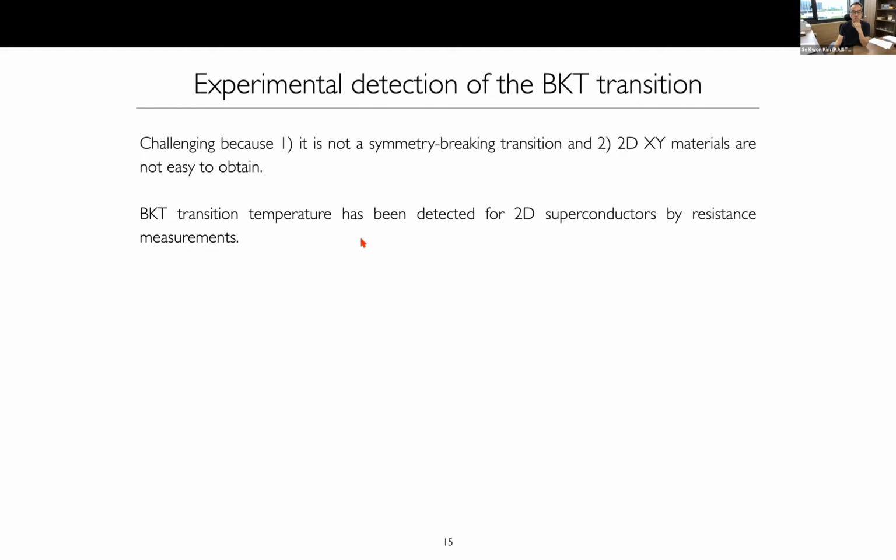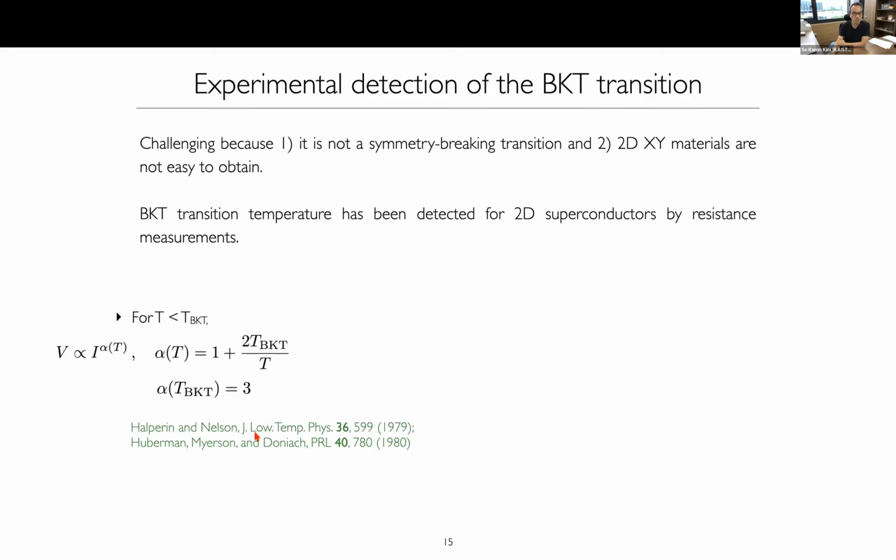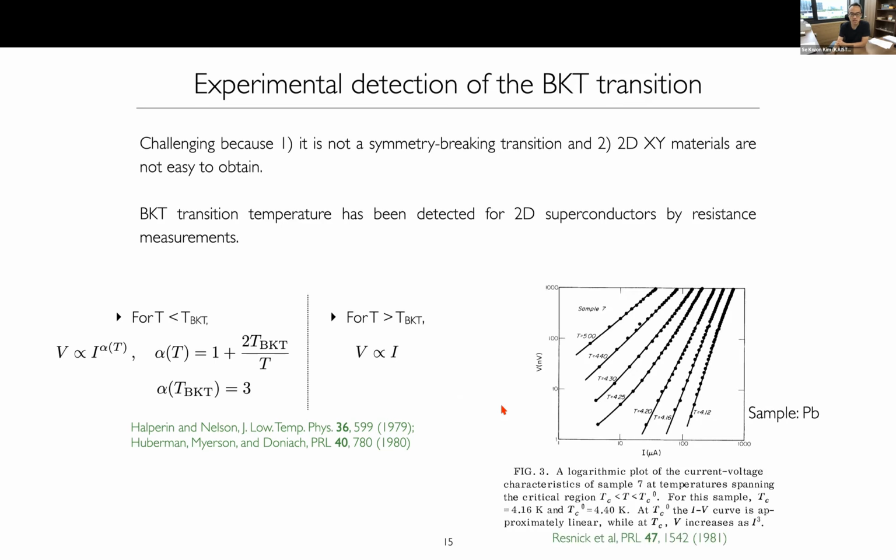However, fortunately, the BKT transition has been detected for two-dimensional superconductors by resistance measurement. Halperin, Nelson, and Doniach, and Ambegaokar, Halperin, Nelson, Siggia, showed that the voltage should be proportional to the current to the cubed power when the temperature is exactly at the BKT transition temperature. And when the temperature is above the BKT transition temperature, the voltage should be linearly proportional to the current. So there is this abrupt change of the power alpha from 3 to 1 as the temperature starts to exceed this critical temperature. And that's how people measure the BKT transition temperature.